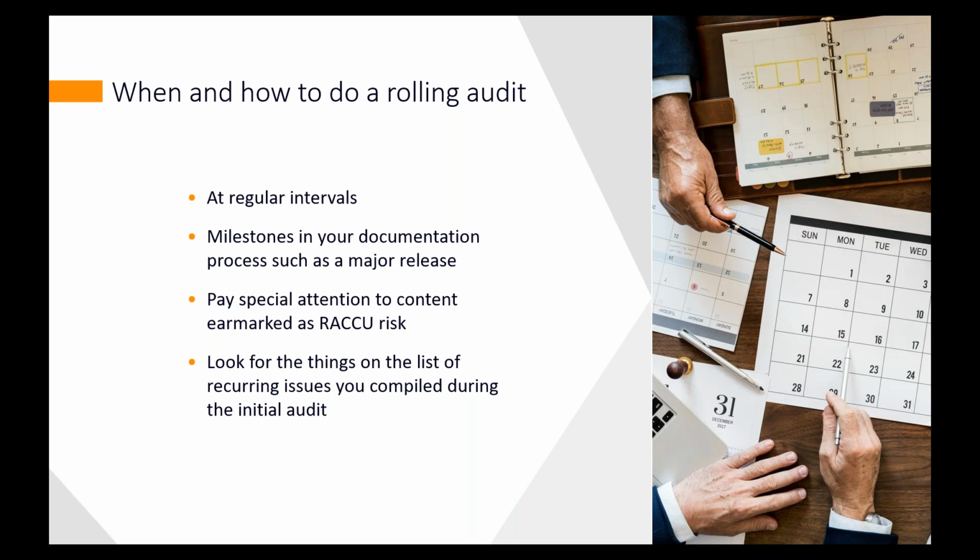So these rolling audits should be done at regular intervals, not necessarily calendar intervals, but at milestones in your documentation or release process, such as after each major release or publishing cycle. For starters, check all the new content that was created or changed since the last audit. Obviously, that's where errors could have been introduced. And also review your list of at-risk content and pay special attention to that.